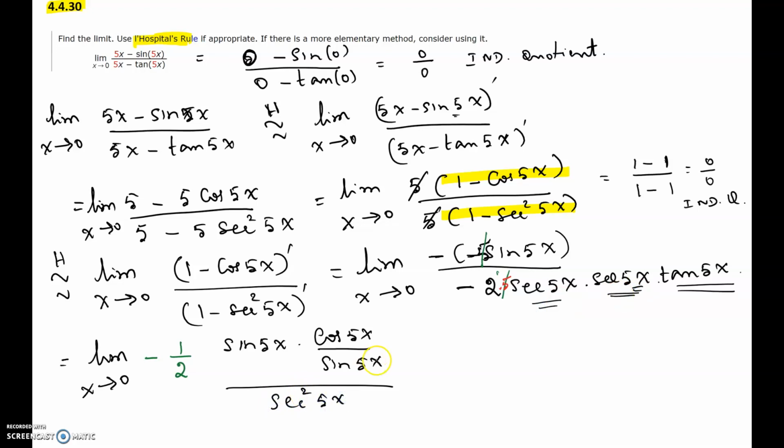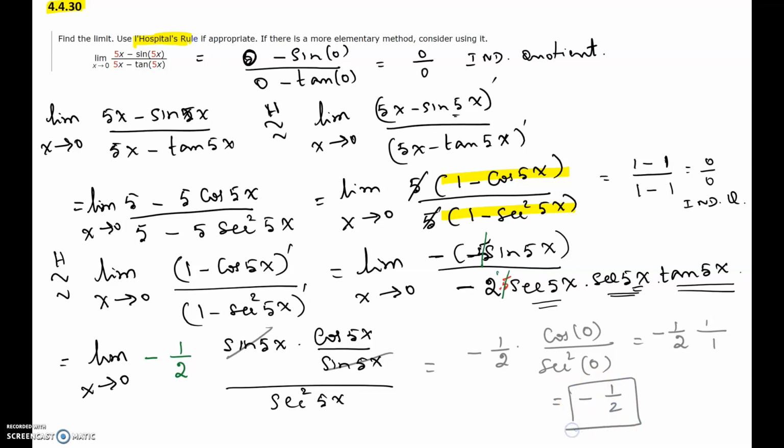So this lets us simplify these two. Sine 5x can be cancelled out. Now you can plug and play. So it is negative 1/2 times cosine of 5 times 0, cosine 0, divided by secant square 5 times 0. Cosine of 0 is 1. Secant square 0 is also 1. So the limit value is negative 1/2. Hope this video helps.